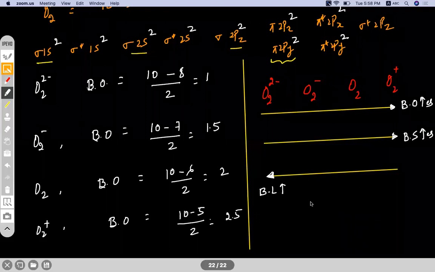Yes, O2 2 plus is 14 electrons. So we'll consider the first one.